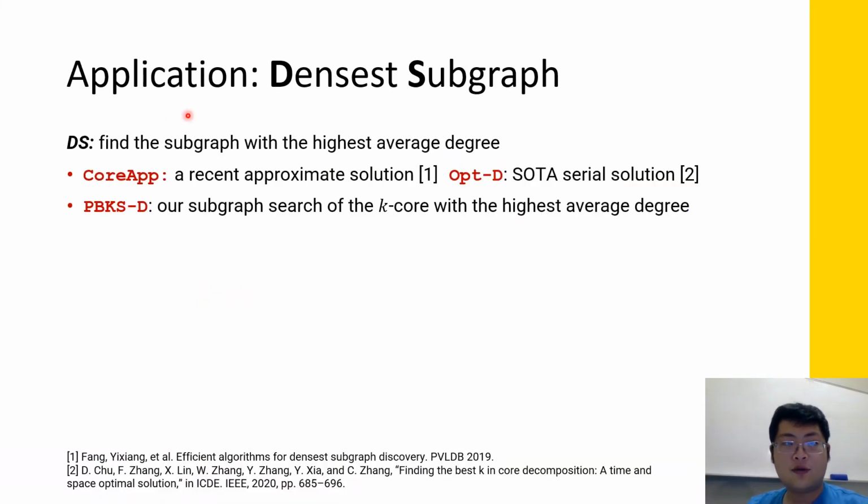Then it's the application on densest subgraph, which is to find the subgraph with the highest average degree. We compare our algorithm to a recent approximate solution and the state-of-the-art serial solution. Our solution, PBKSD, is our subgraph search of the K-core with the highest average degree.